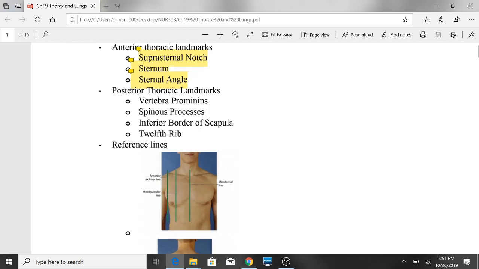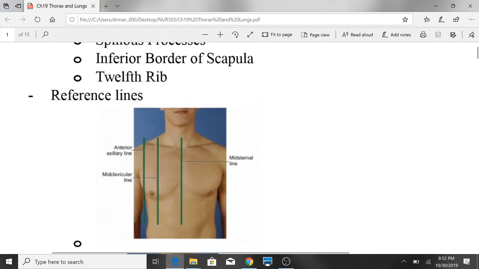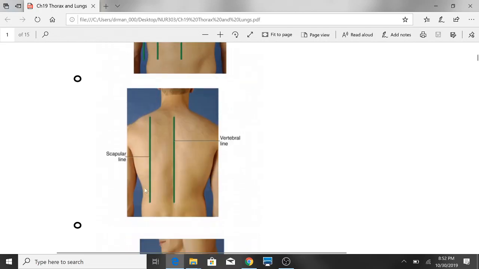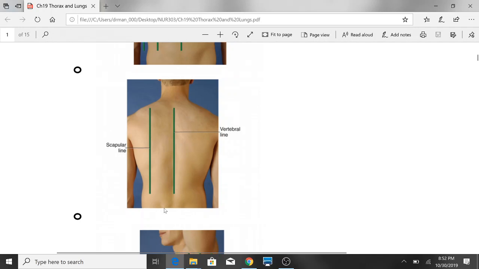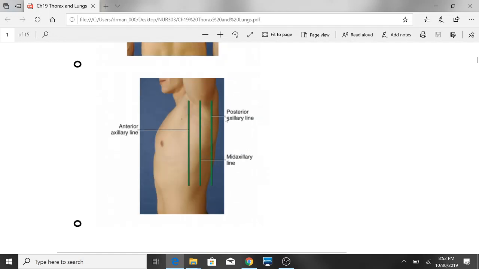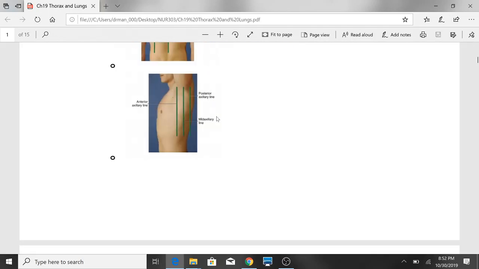These are reference lines. So on the front, like the anterior portion of the body, the mid-sternal goes down the middle, mid-clavicular goes down the middle of the clavicles. It could also be on this side, and anterior axillary lines right here. These are on the posterior part, the vertebral and scapular. And on the sides, posterior axillary line, mid-axillary line, and anterior axillary line. Back, make sure you remember that.